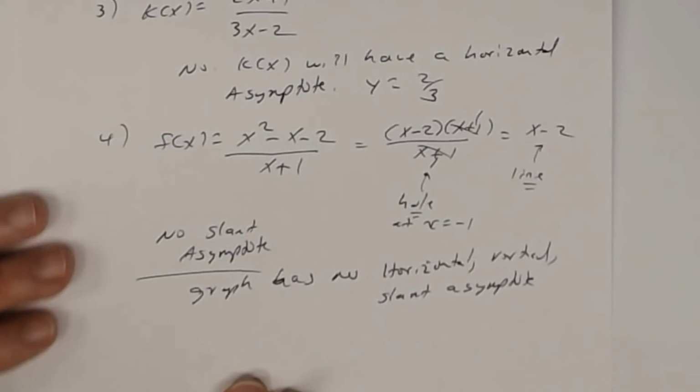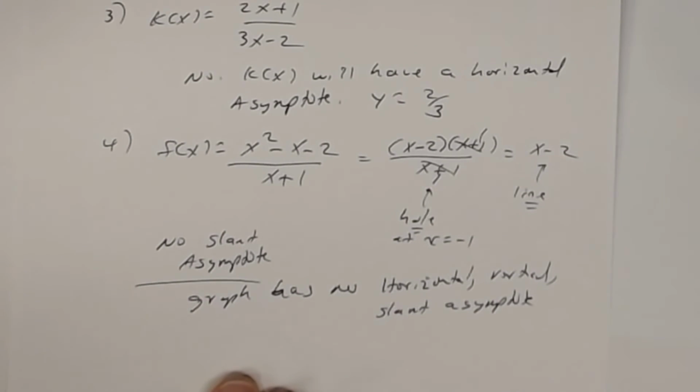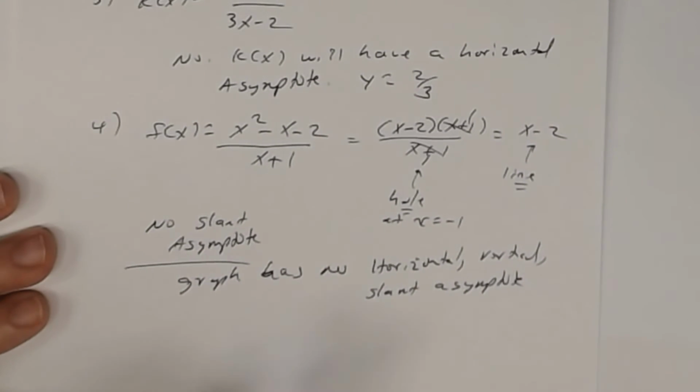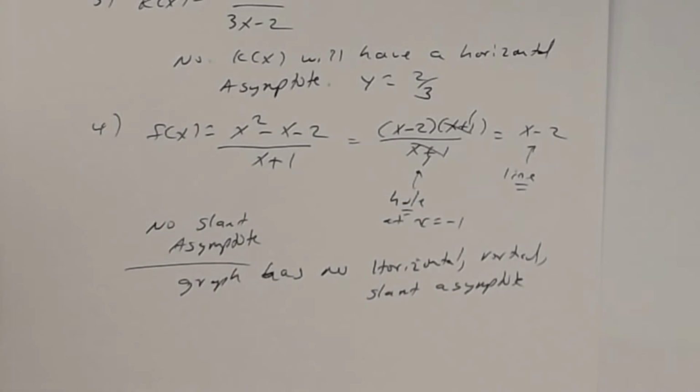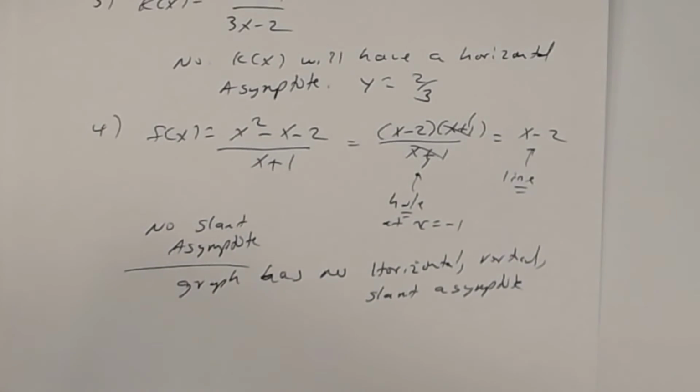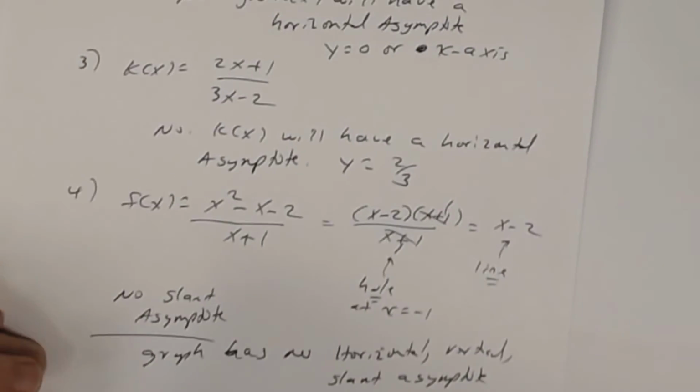Now I want to say this. Suppose that you forgot to factor, and you did this long division instead. I just want to say something: you can catch yourself very easily by doing the long division.